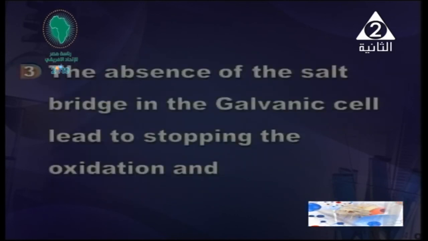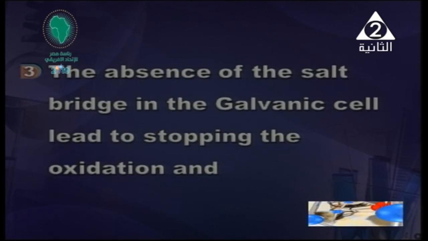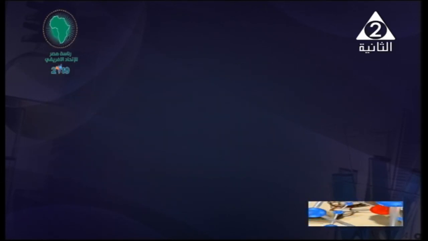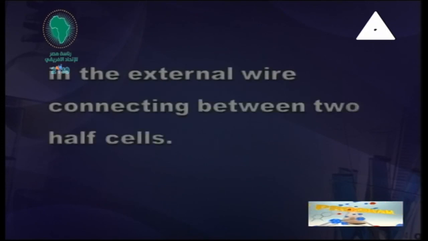Number 3, the absence of the salt bridge. The absence of the salt bridge in galvanic cells leads to stopping the oxidation and reduction reactions, which will stop the flow of electric current in the external wire connecting the two half cells.